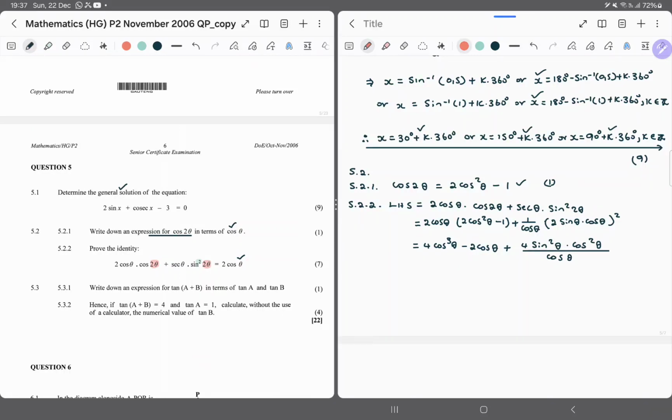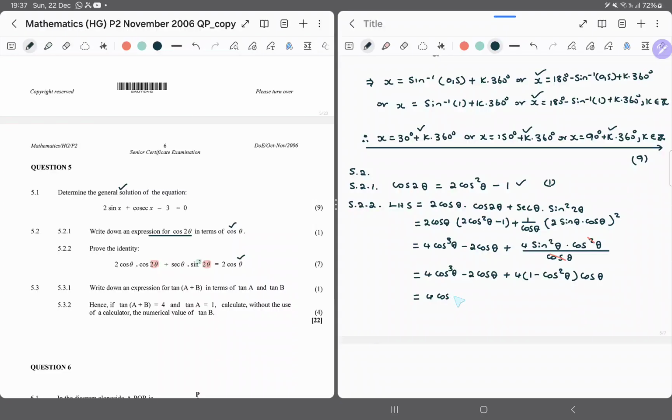Okay, now look at the magics. Cos theta will take the square. Nice and easy. So we have 4 cos cubed theta minus 2 cos theta, essentially plus 4 into, we can use our identities again. The square identity says sine squared theta is 1 minus cos squared theta times cos theta. That remained. Now we can FOIL this out.